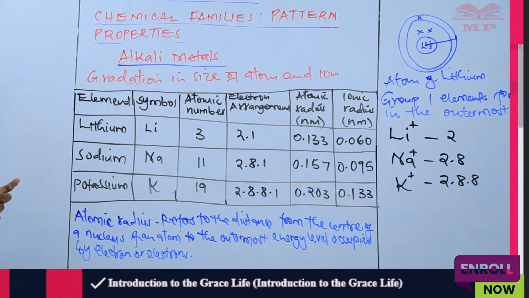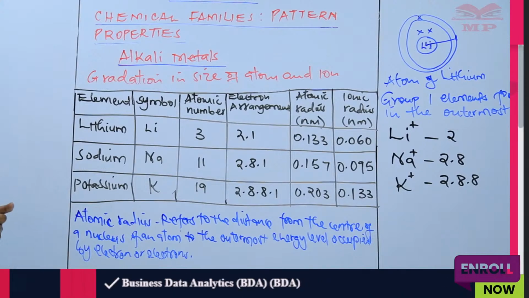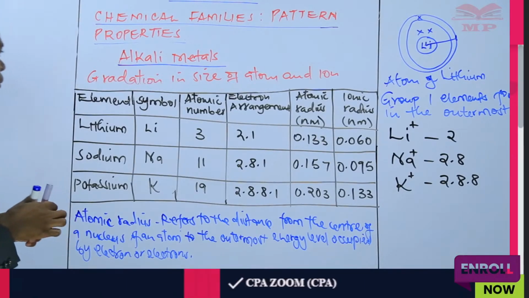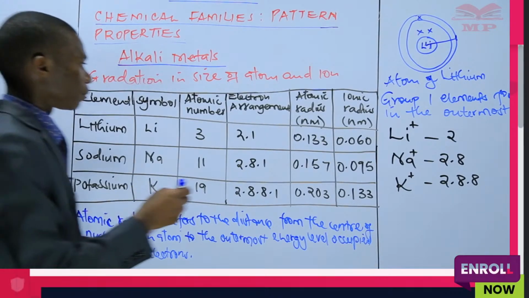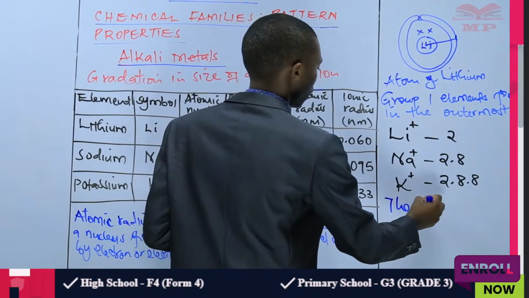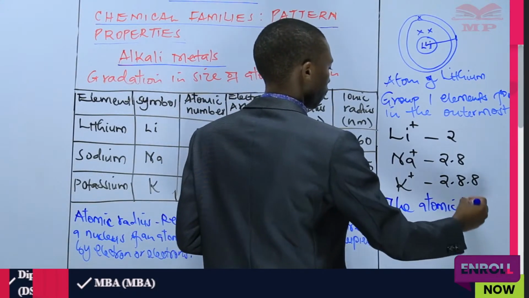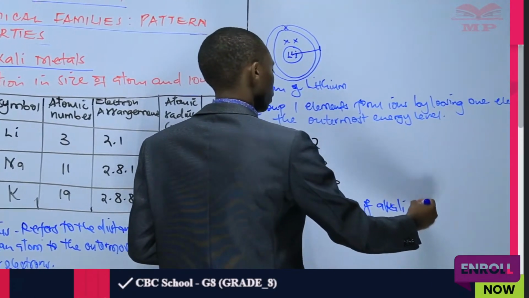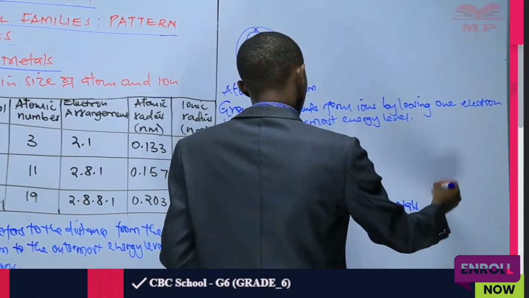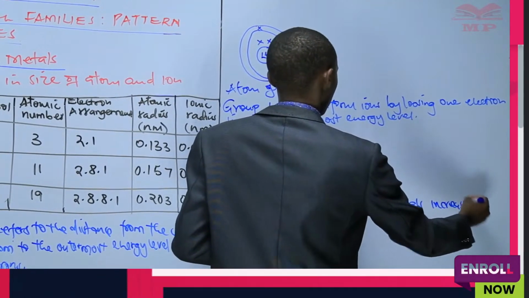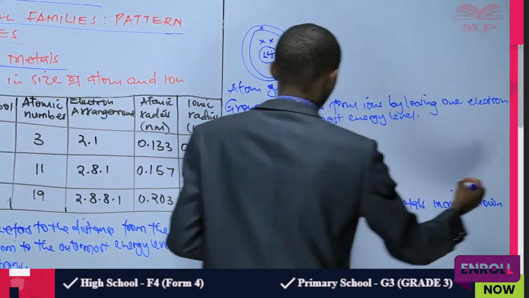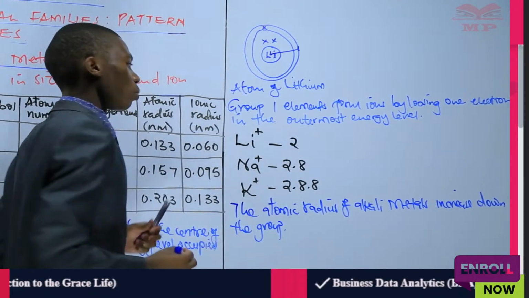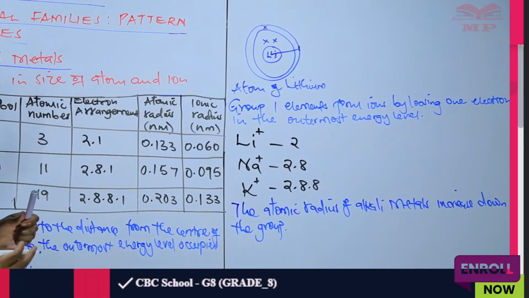How does the atomic radius of alkali metals compare? The atomic radius of alkali metals increases down the group.